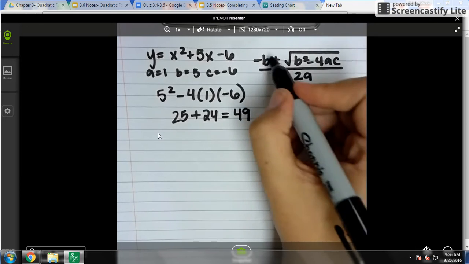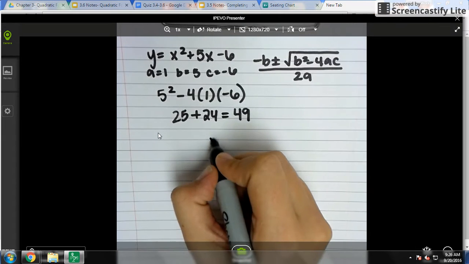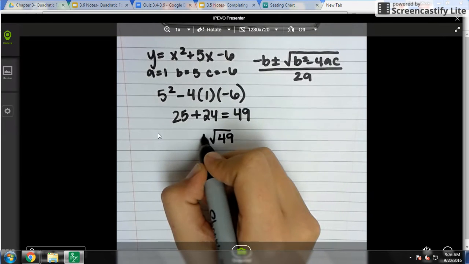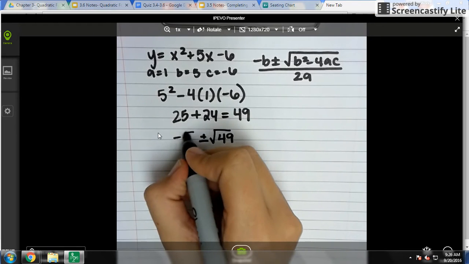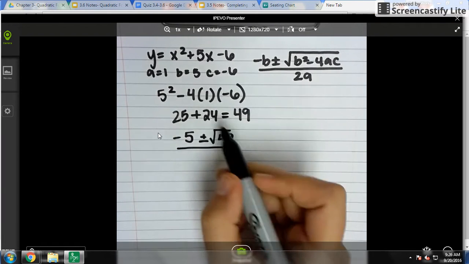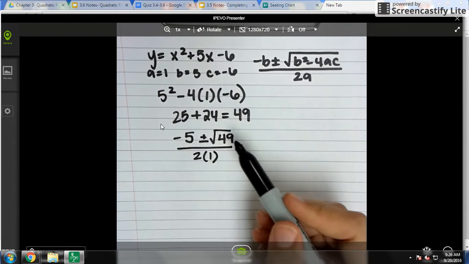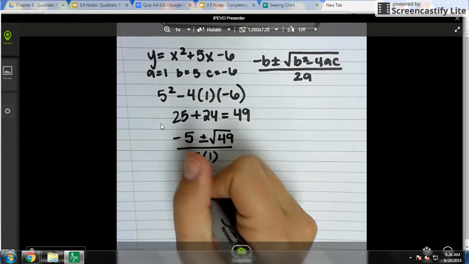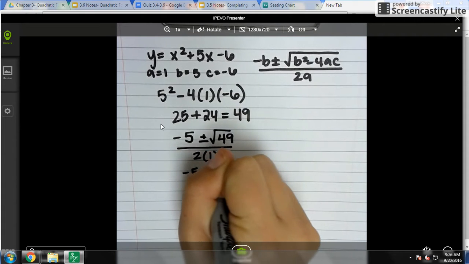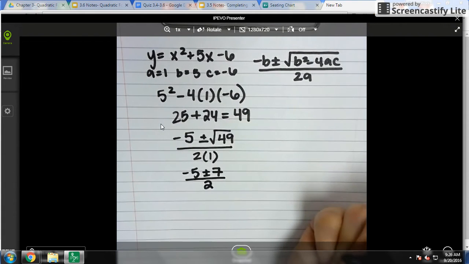Then that is under the square root sign, so we're going to put that under the square root, plus or minus. Negative b would be negative 5 over 2a. And here we have radical 49 is 7. So we have negative 5 plus or minus 7 over 2 times 1 is 2.